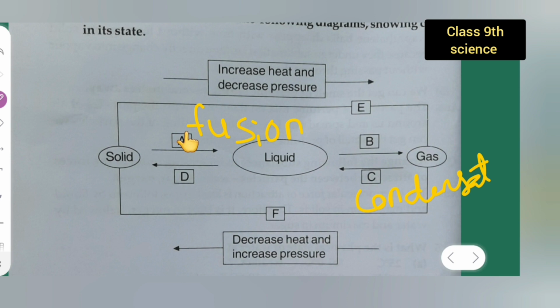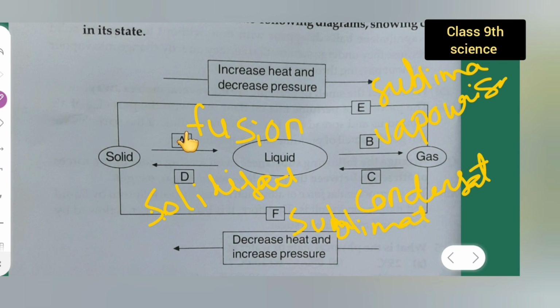B is vaporization. Okay, B is vaporization. D is solidification. Okay, solidification. Okay, E is nothing but sublimation. E and F are sublimation. Here also sublimation.